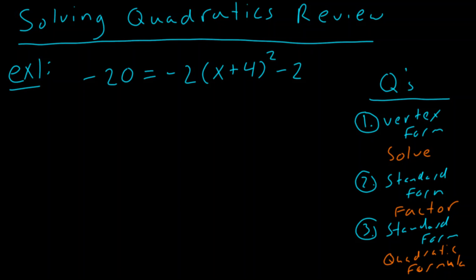Alright, and welcome to Solving Quadratics Review. Now, in our very first example, we have negative 20 equals negative 2 parentheses x plus 4 squared minus 2.